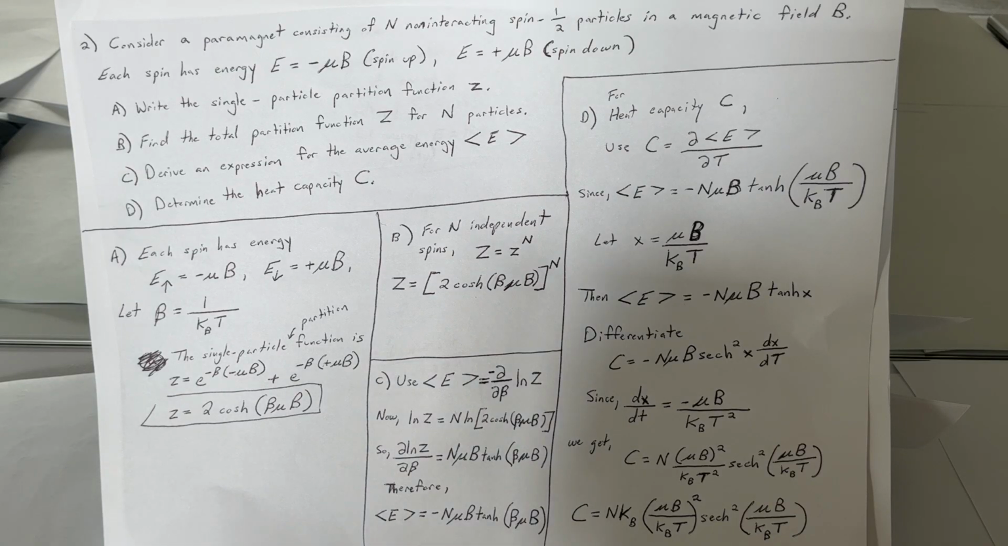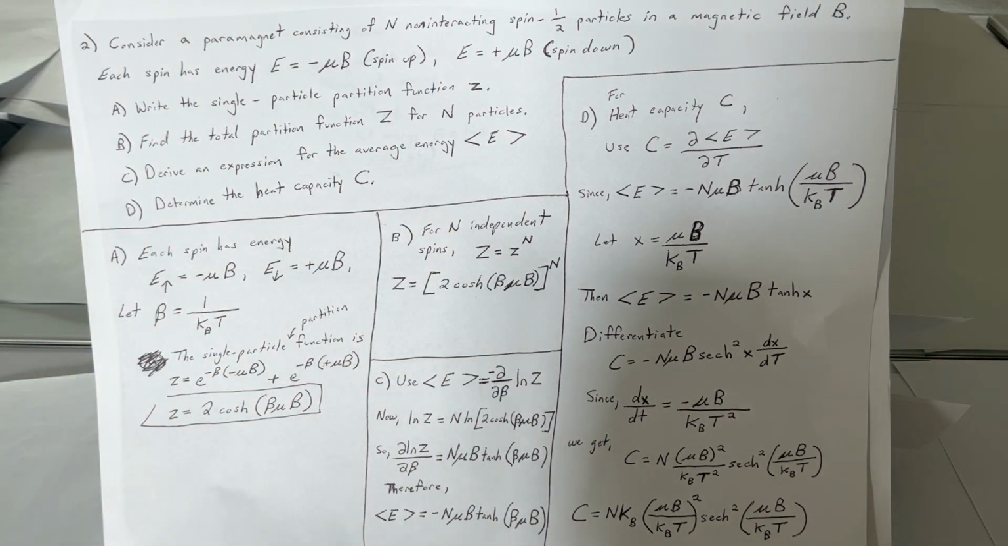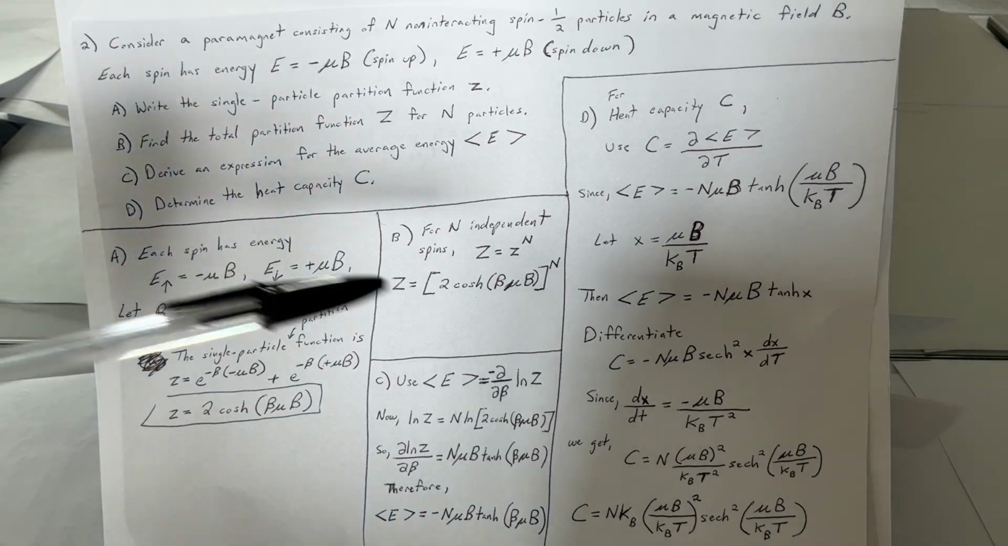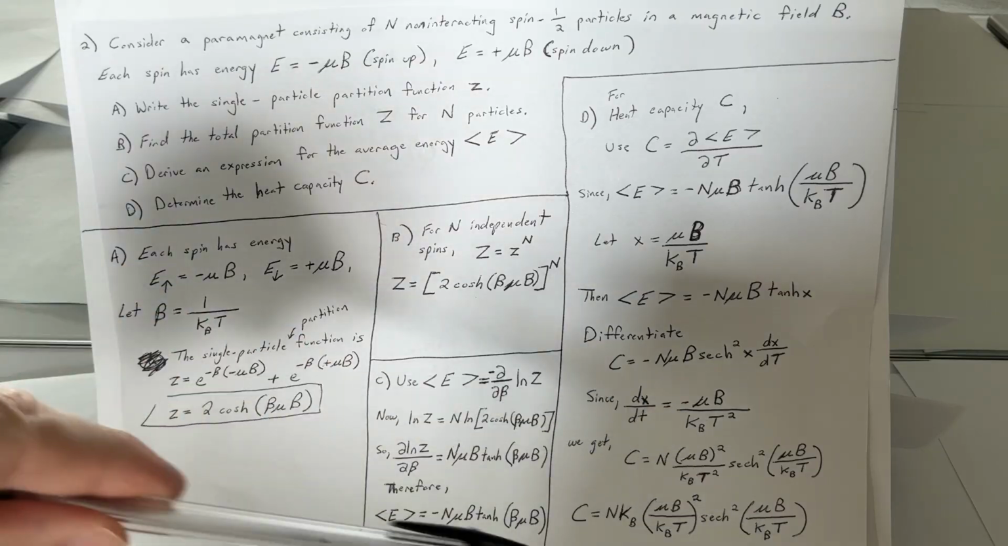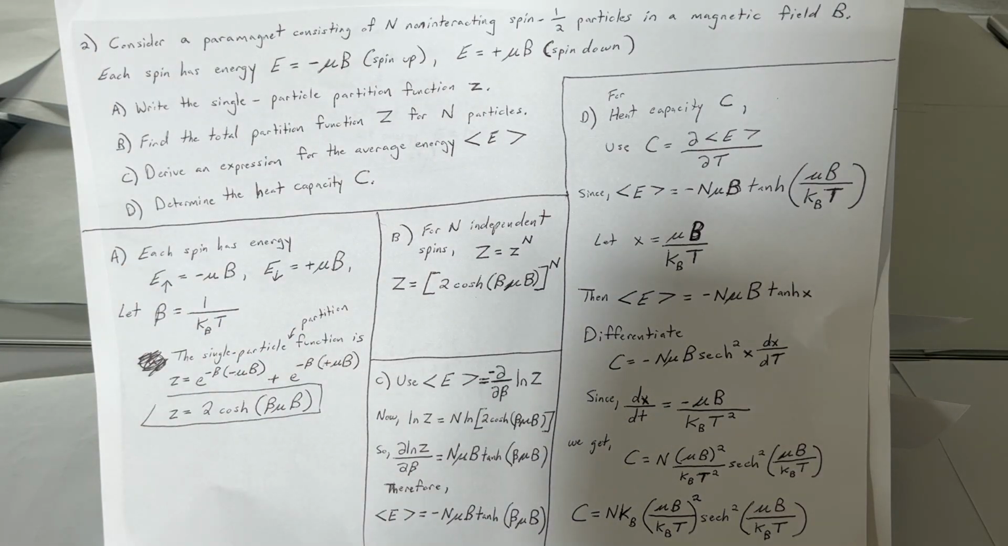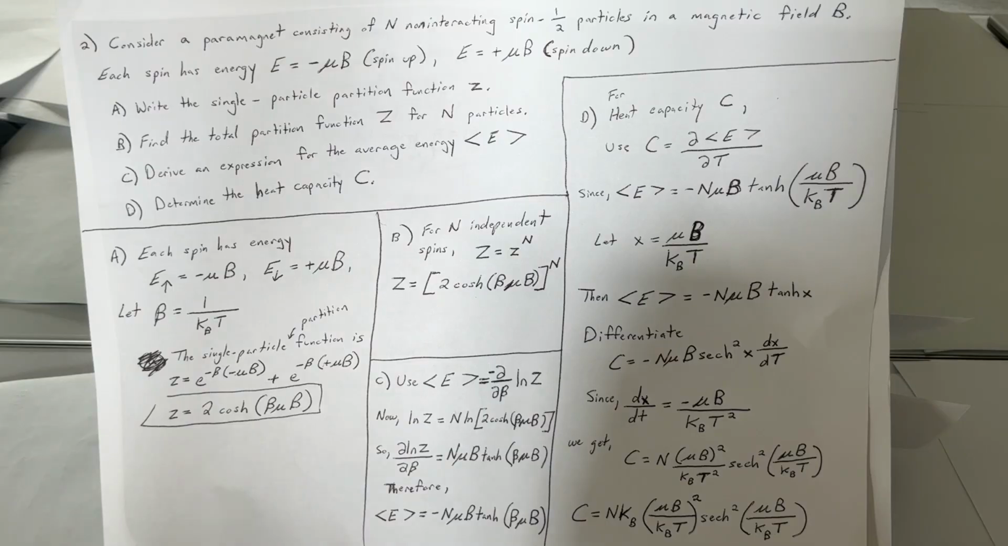Okay, doing the calculus. And then we get C equals capital N times the quantity mu B squared over k_B T squared, hyperbolic secant squared of mu times B over k_B T. And here would be our final answer for C. So that's all for letter C. That takes care of number 2.